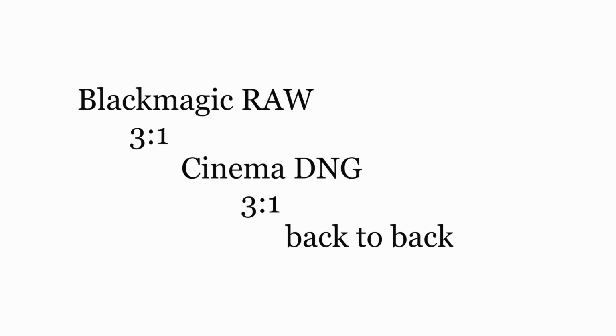Blackmagic RAW, 3:1 compression. Cinema DNG, 3:1 compression, back to back. See if you can tell any difference with your eye when you download these. Cinema DNG 3:1. Now, in my opinion, and you're not going to be able to tell this on YouTube, the Cinema DNG still holds up. It looks a little better.